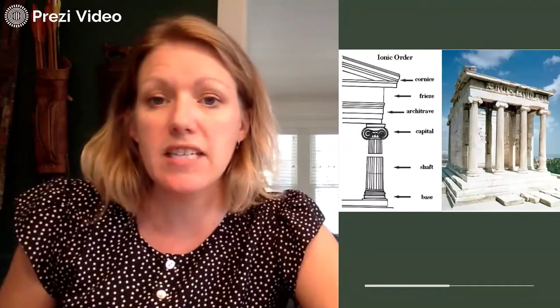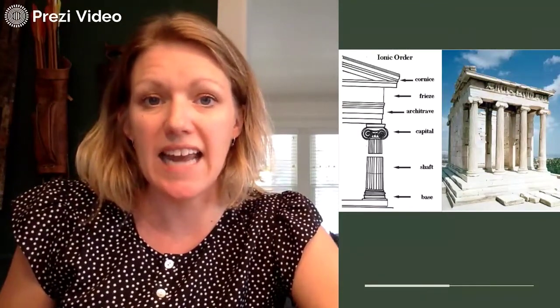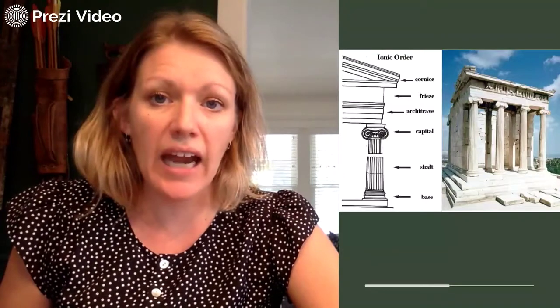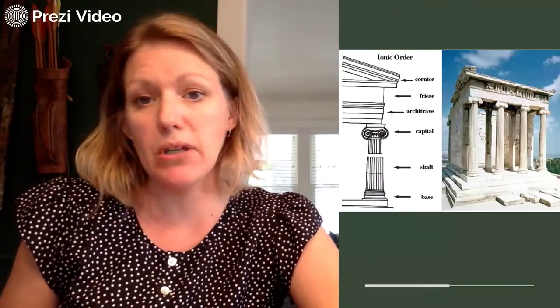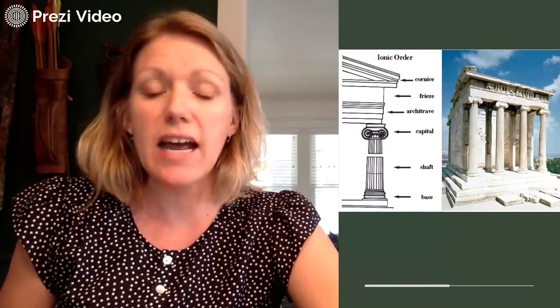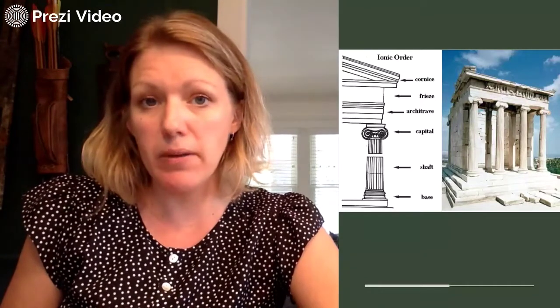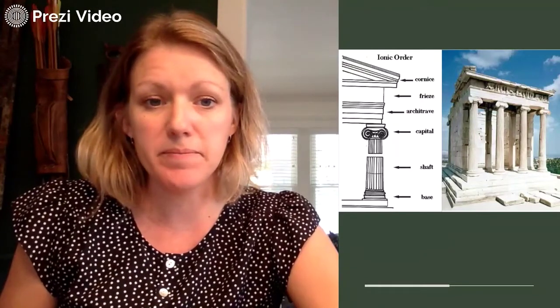So here, the example is the Temple of Athena Nike in Athens. It's shown in the slide as one of the most famous Ionic buildings in the world. It's actually also located on the Acropolis, very close to the Parthenon.